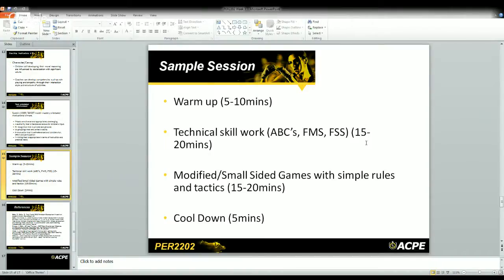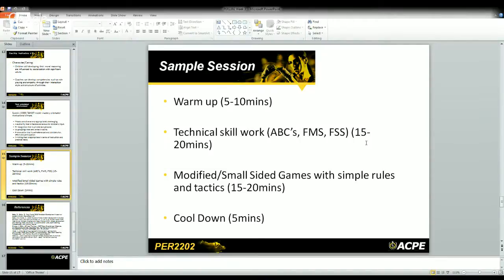And then you might come down to a modified small-sided game with simple rules and tactics. Usually that game will build from the technical skill work. So if we're looking at dribbling, they have to dribble the ball through so many gates. And it could be the old stuck in the mud with young kids. They have to dribble the ball through their friends' legs when they're stuck in the mud and that sort of thing. So that's what we want to see.